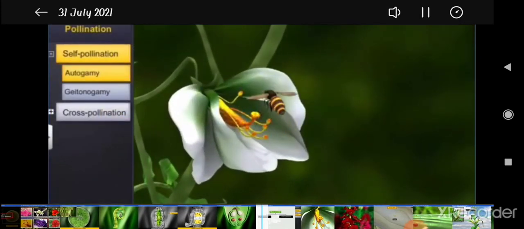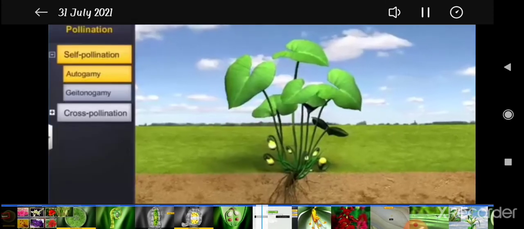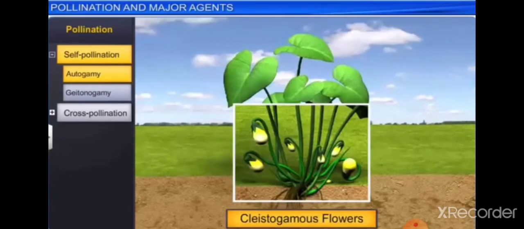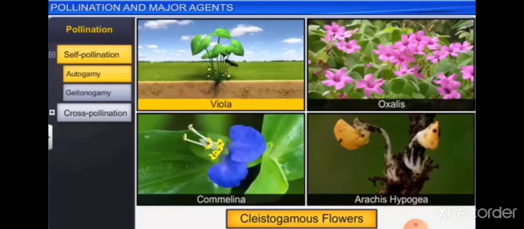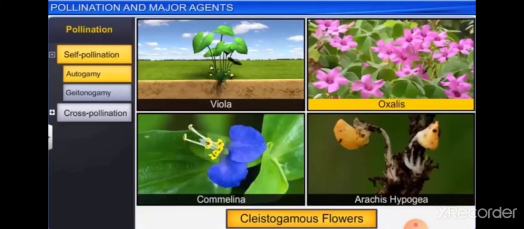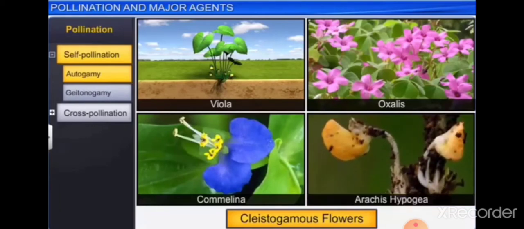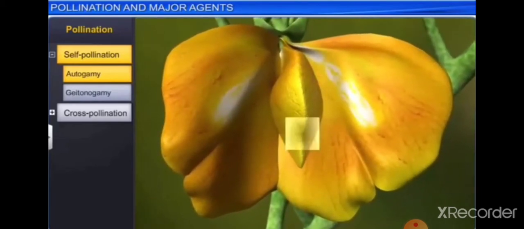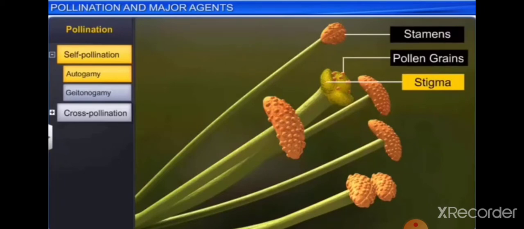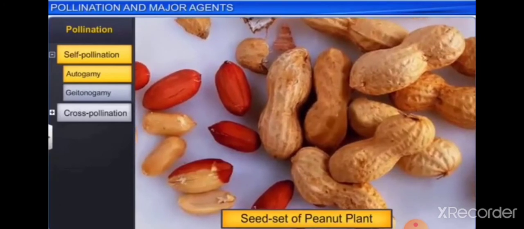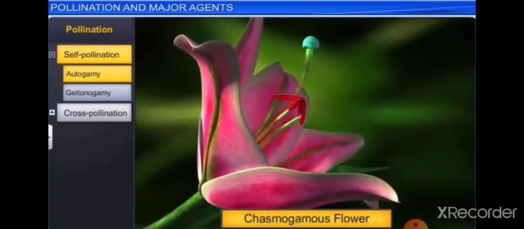In autogamy, pollen is transferred from the anther to the stigma of the same flower, and it is seen in cleistogamous flowers. Cleistogamous flowers are flowers which do not open at all, and these are produced by plants such as Viola, Oxalis, Commelina, and Arachis hypogaea, also called peanut. The anthers and stigma of these flowers lie very close to each other, and there is dehiscence of anthers, and the pollen grains get deposited on the stigma, which ensures the production of seed. And it sets seed even in the absence of pollinators.